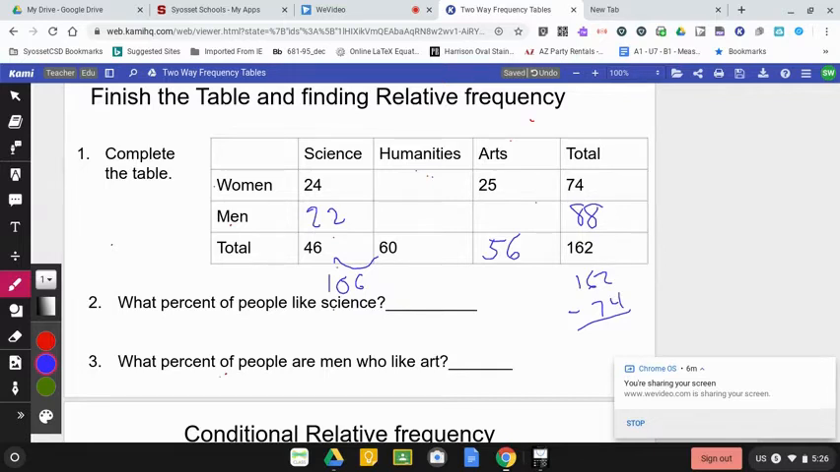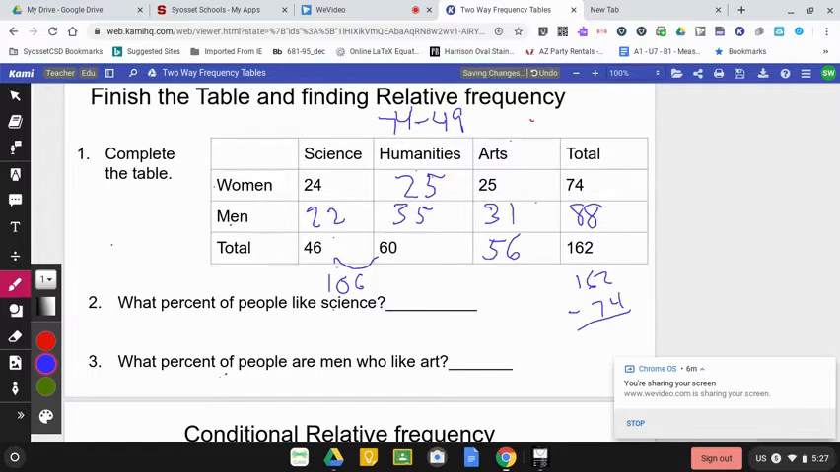I would say 56 minus 25 is 31. If I add together my 24 and 25, I have 49. And subtract that from my total women, 74. If I subtract that, I get 25 women who like humanities. And simply 60 minus 25, we get 35 men who like humanities.